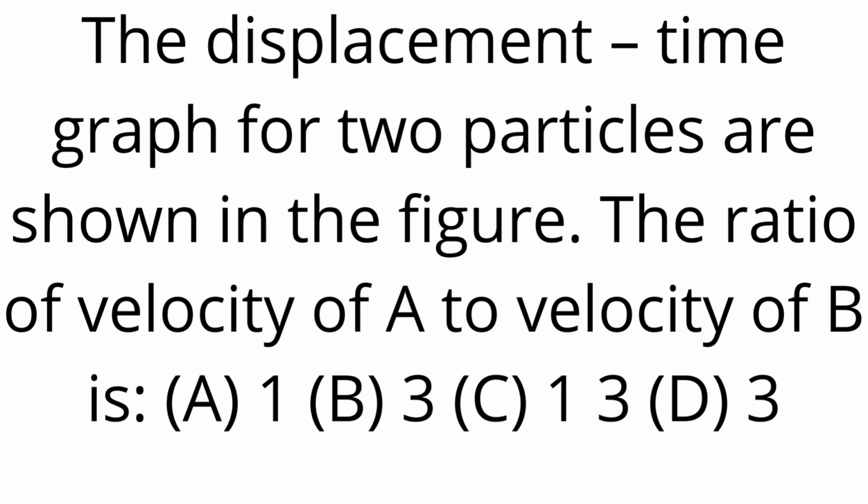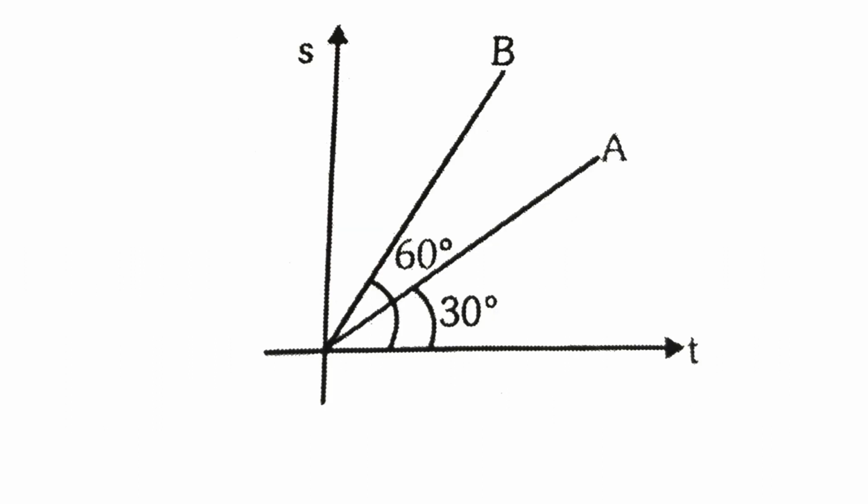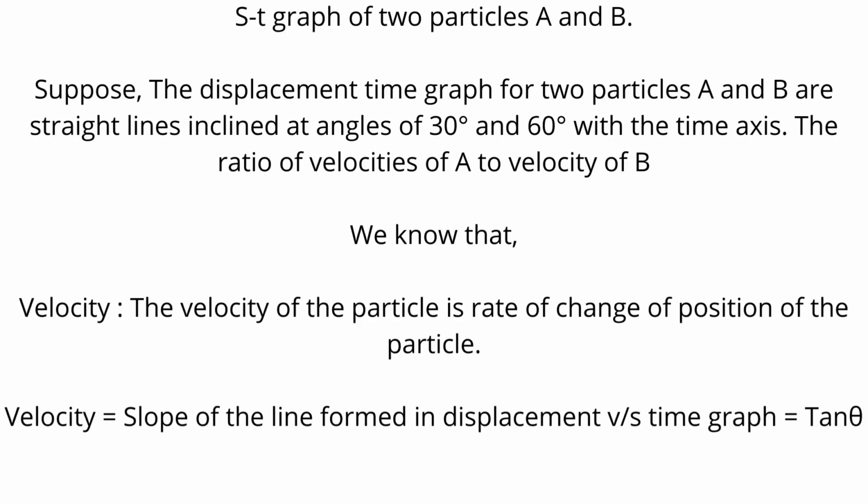The ratio of velocity of A to velocity B. First, let us look into the graph, then we can compare the ratios. The graph shows the particle A is at a 30-degree angle and the particle B is at 60. ST graph of two particles A and B we observed just now.